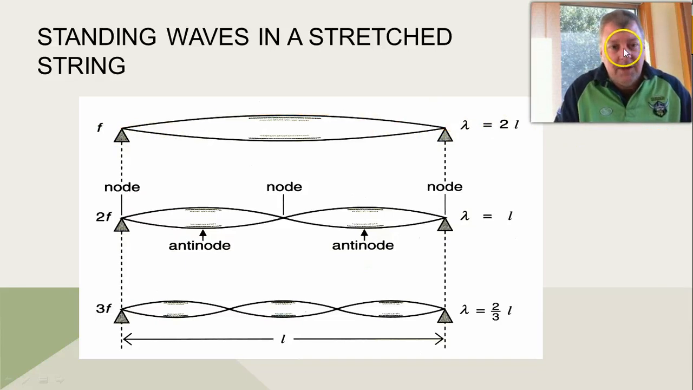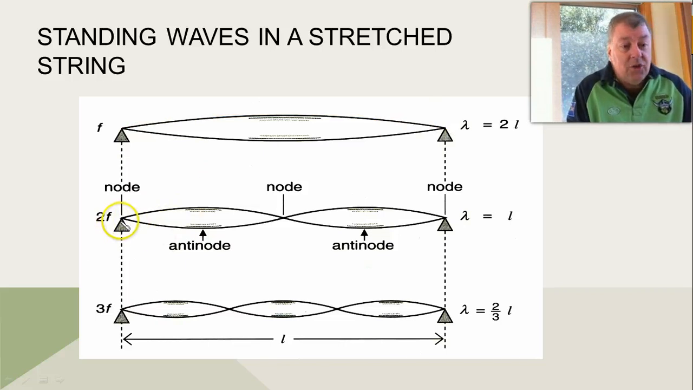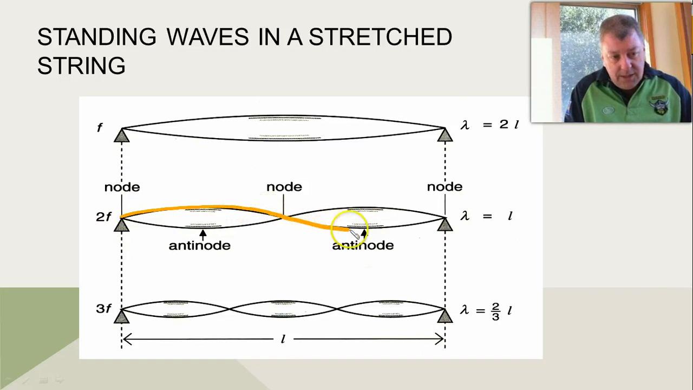Got that? Now if we were to draw the next one, the next possible standing wave for this length of string, we must have a node at both ends, and so the next one up from this one has one node, and between each node you must have an antinode. So there's an antinode there and an antinode there. Now if I drew the wavelength of this standing wave, it is this, and so the wavelength of this standing wave is L.